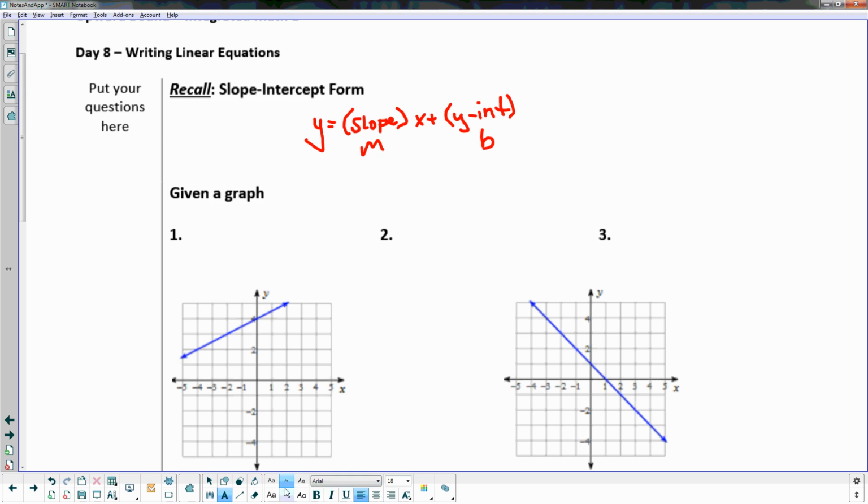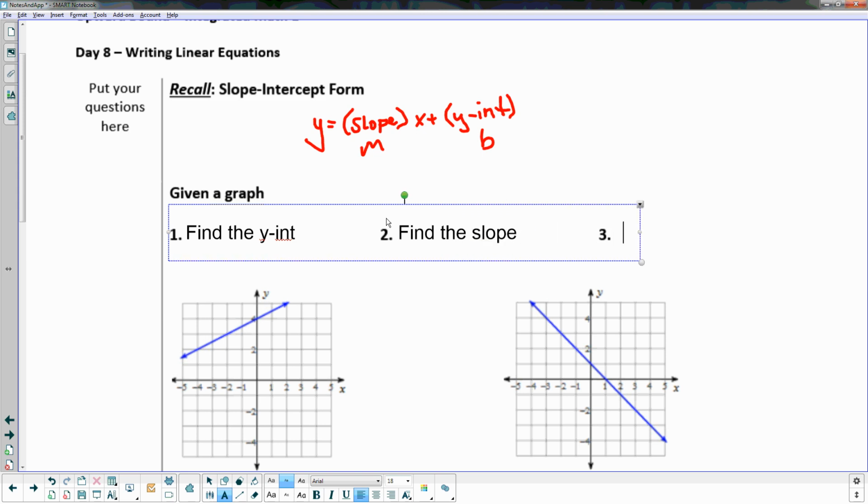For the first one, if we're given a graph, the first thing we want to do is find my y-intercept. That's going to be my first step. My second step will be to find my slope. And the third step will just be to write it in y equals mx plus b form.